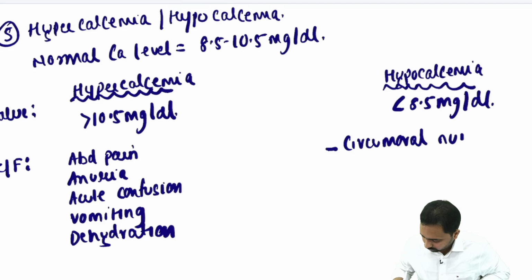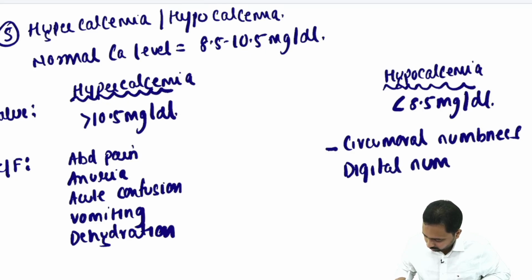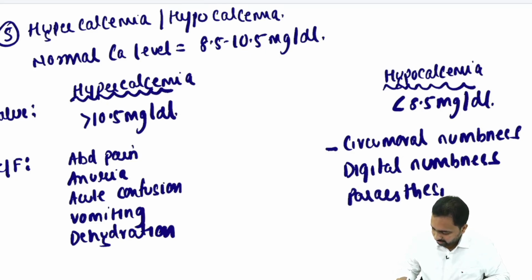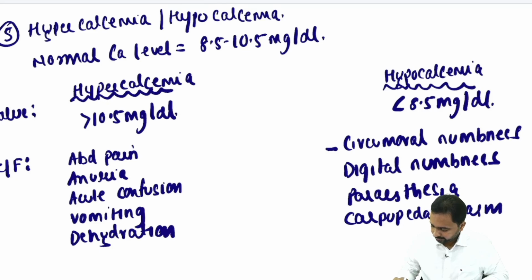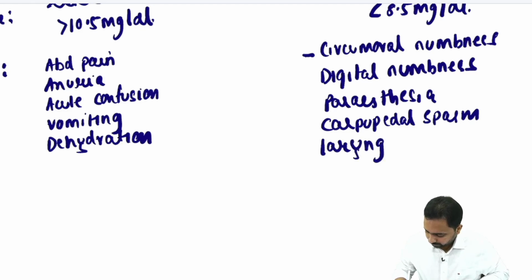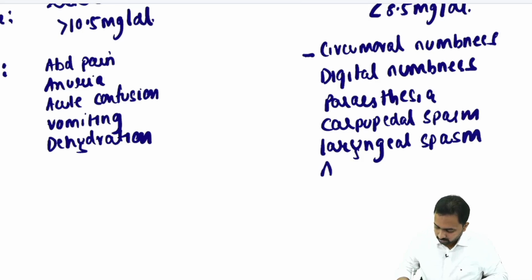In case of hypocalcemia, we have circumoral numbness, digital numbness, paresthesia, carpopedal spasm, laryngeal spasm, arrhythmia.